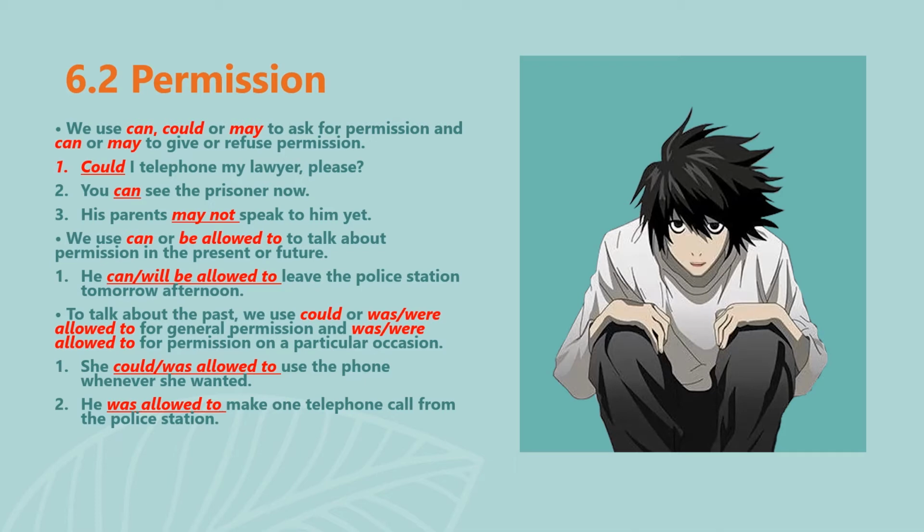Another time to use permission, we can use can or be allowed to. Okay, the word can or be allowed to, to talk about permission in the present or future. Okay, what is happening now or what has not yet happened. One example here we have, he can leave the police station tomorrow afternoon. Okay, he can leave tomorrow afternoon.